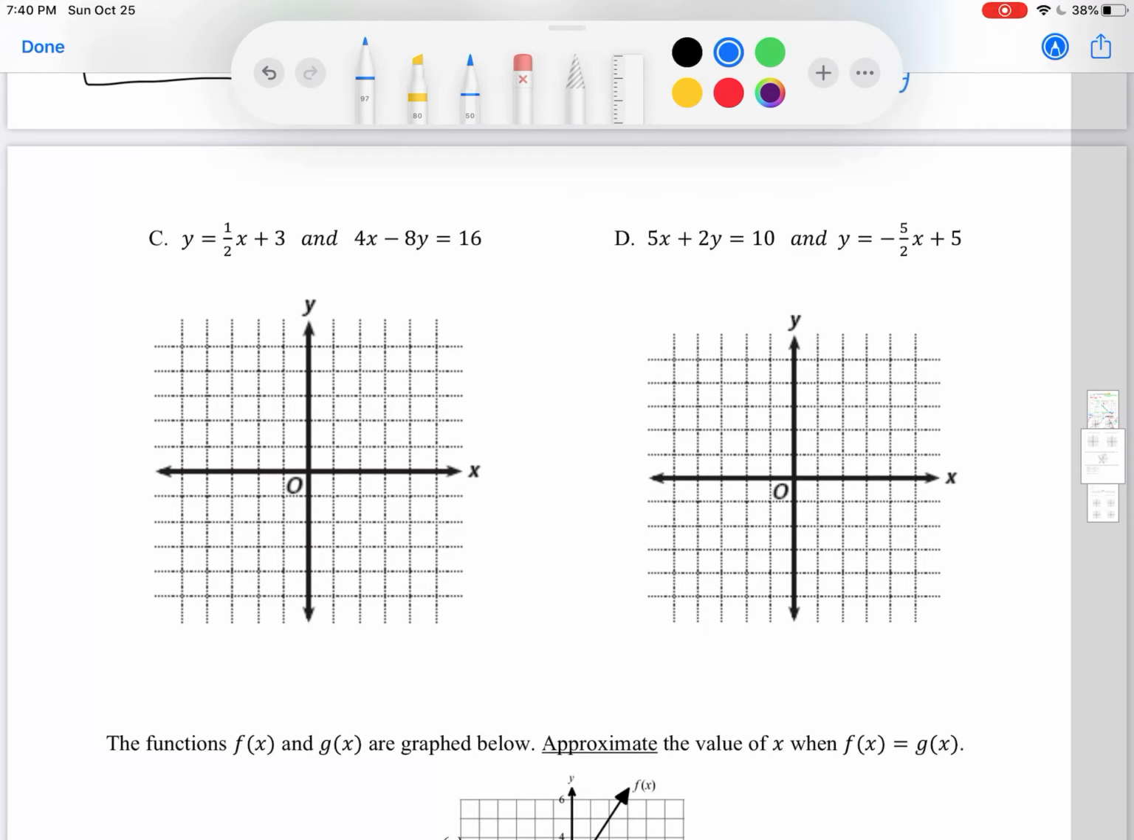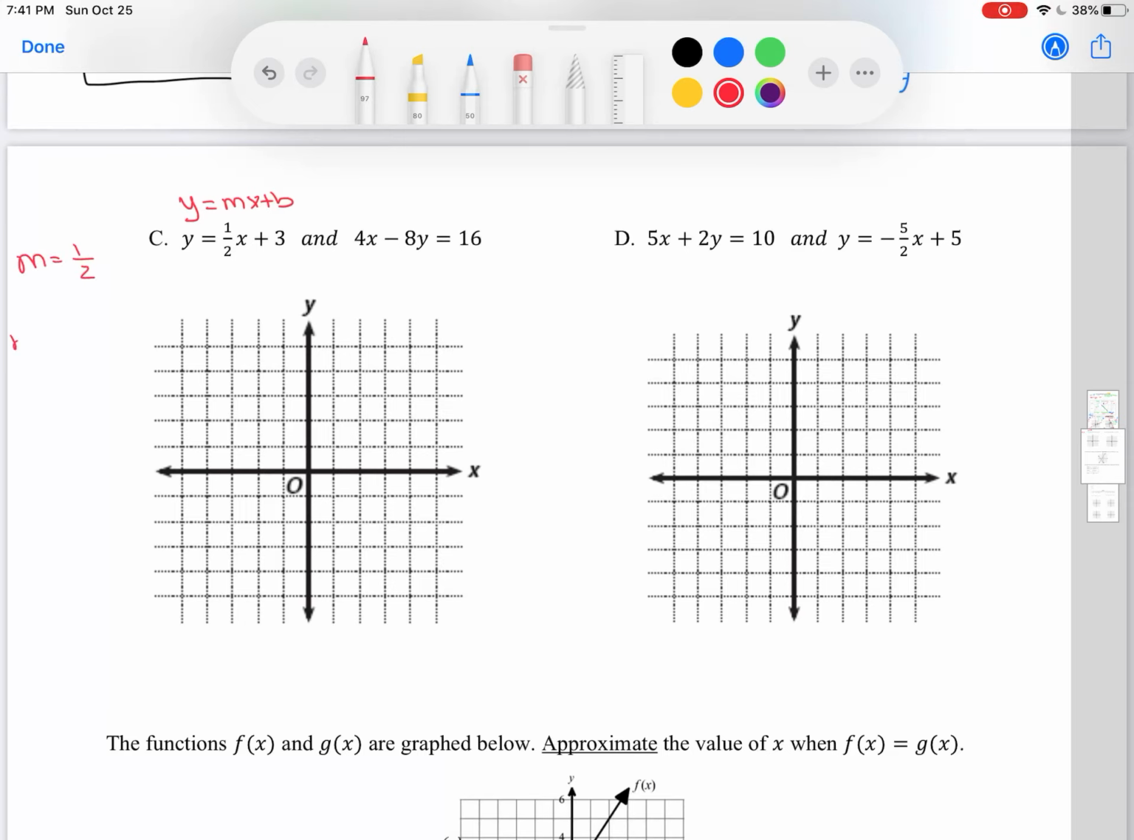Again, you have your 2 functions. We have c and we have d, so copy those down onto your paper. The first function on question C is y equals 1/2 x plus 3. Take a look at the form that's given in. Okay, that's a good form for us. We know how to graph that. But when we look at the second function, 4x minus 8y equals 16, that's not a form we necessarily like, so we will have to clean that up before we can graph it. All right, so we will practice that as well.